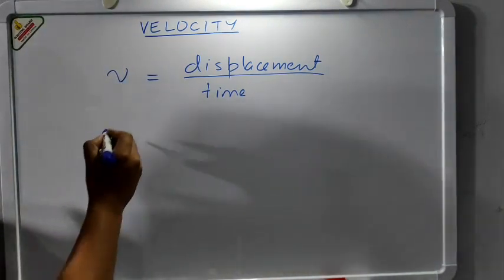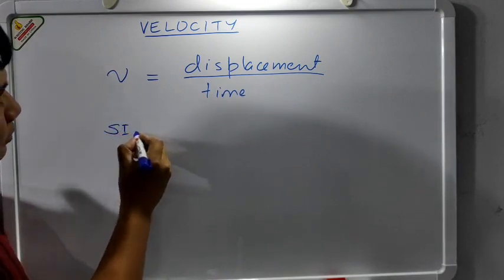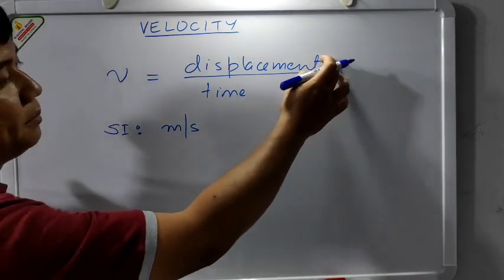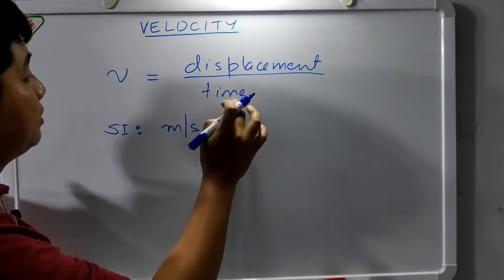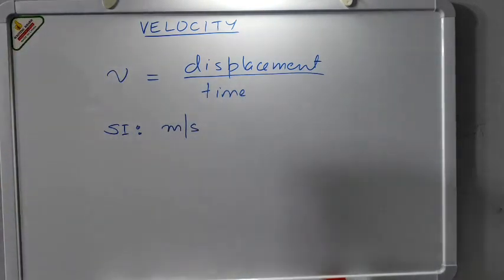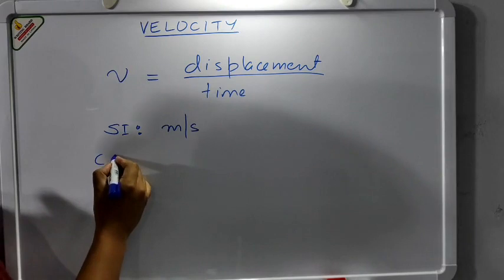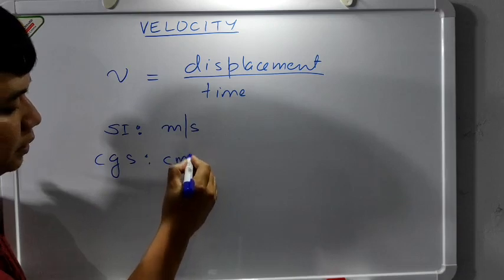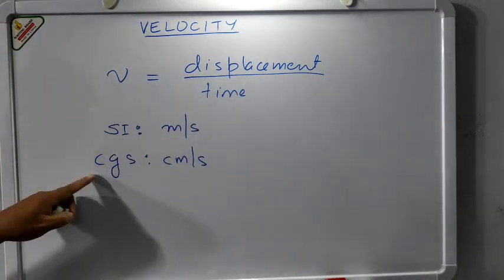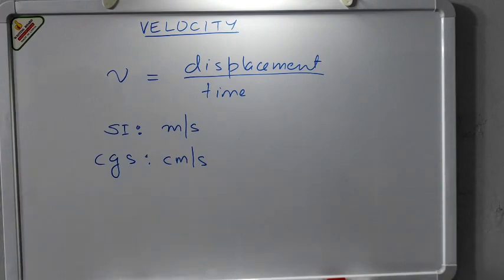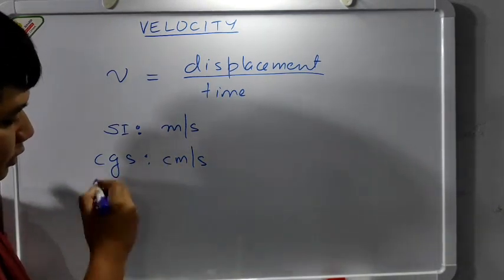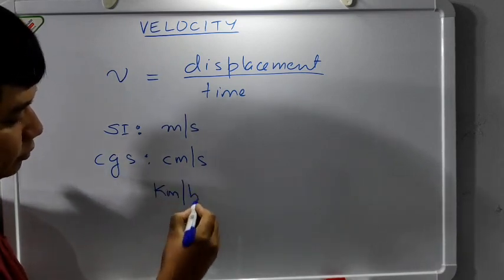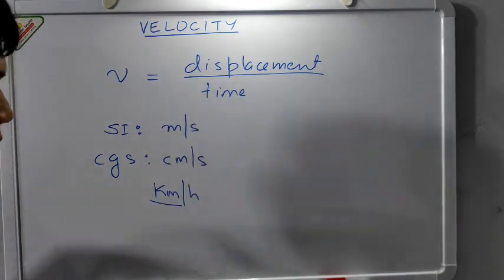Its SI unit is meter per second, because displacement is measured in meters and time is measured in seconds. In CGS, meaning centimeter gram second, it will be centimeter per second. The CGS unit of velocity is centimeter per second. Another, larger unit is called kilometer per hour. Here the unit is larger.